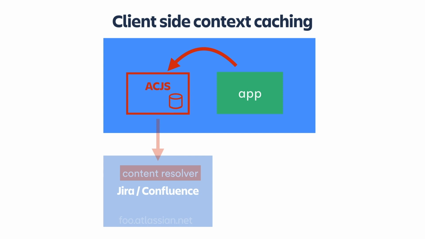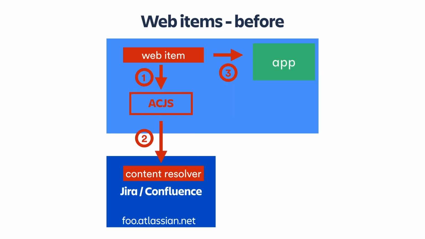For example, we expect most apps to retrieve context when they first appear, so we load the data into the client ahead of time. When your app requests context, ACJS first checks its cache to see if it is already present. The cache has a short expiry time, but it is long enough to handle apps that call it excessively. We don't want to cache context too long since the data can become stale.